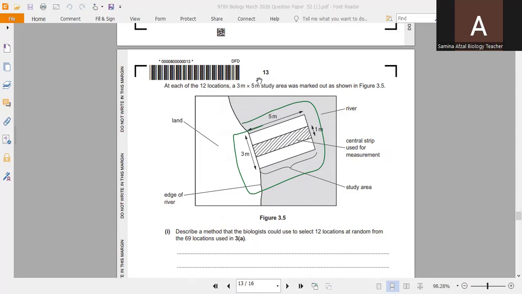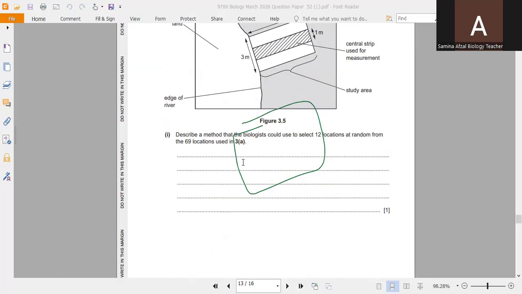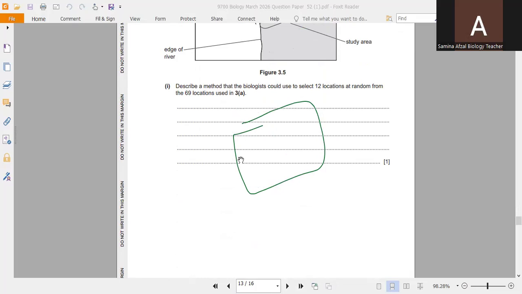Describe the method that the biologist used to select 12 locations at random from the 69 locations used in 3. Here we will randomly select. For this random selection, we will assign numbers 1 to 69 to all original locations and generate 12 distinct random numbers by using a random number generator.